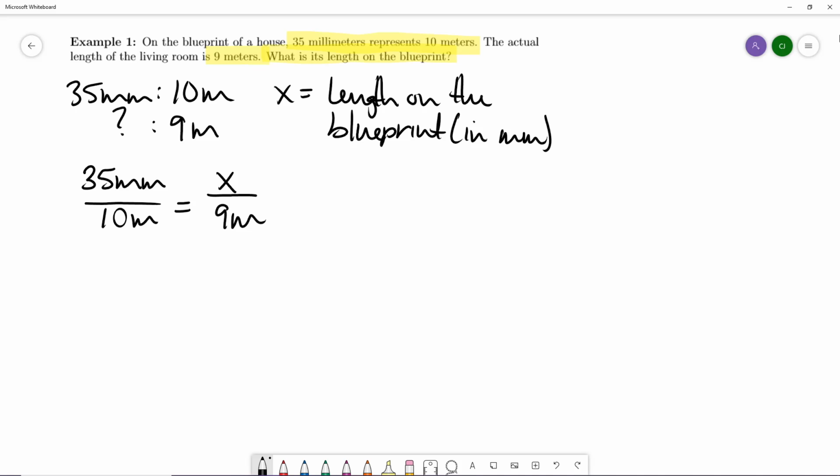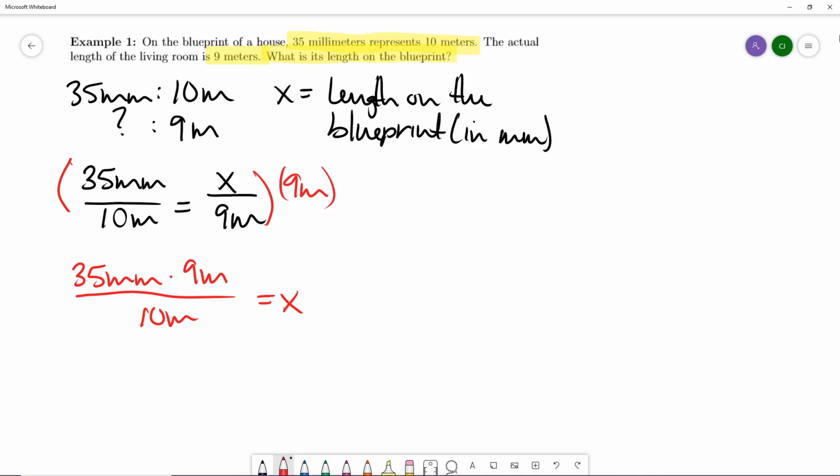Now above I did mention, or on Alex, it does talk about doing the cross product, but I'm thinking why? Because our goal is to solve for X. And as you can see, X is on the top. And how do I get X by itself? To get X by itself, all we have to do is multiply this by 9, technically 9 meters. Right? And when I do that, I get 35 millimeters times 9 meters all over 10 meters. And this is equal to X.